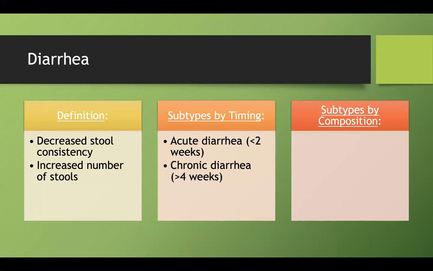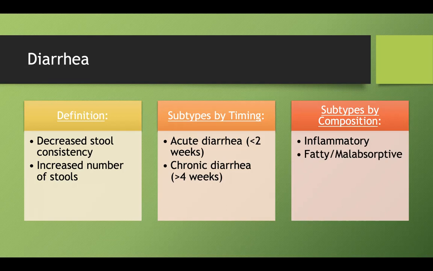Later on, when I talk about chronic diarrhea, we'll go over some of the composition. So when you see somebody with diarrhea, you're first going to look at how long this has been going on. Once you've done that, I want you to try to get any features about whether this is an inflammatory diarrhea, a non-inflammatory diarrhea, or some other type. We'll go over each of these compositions in a little bit.